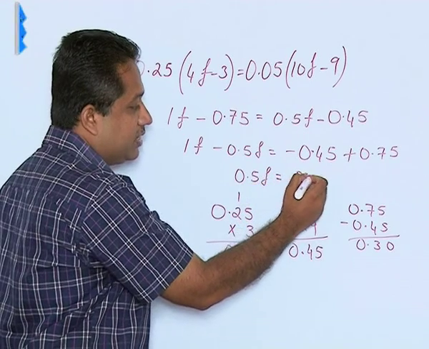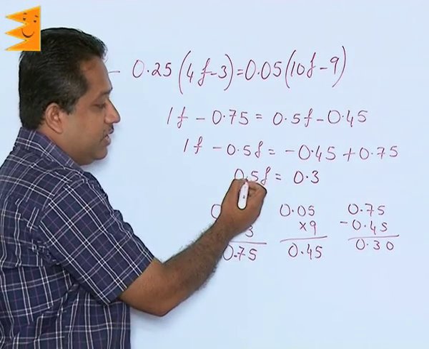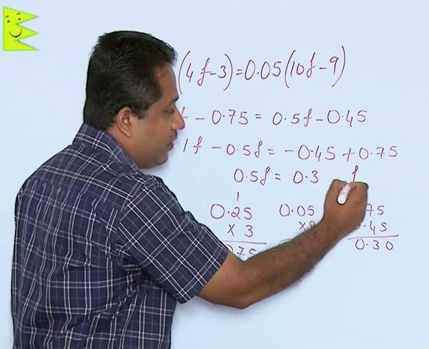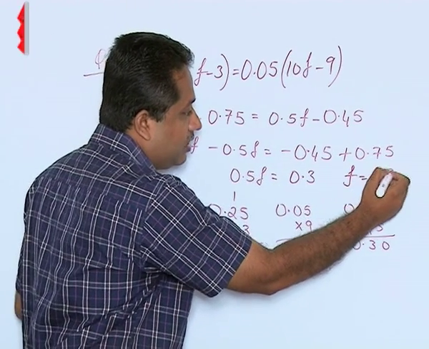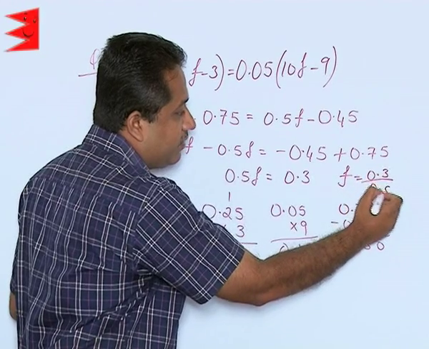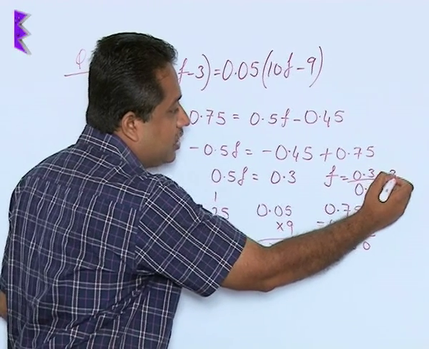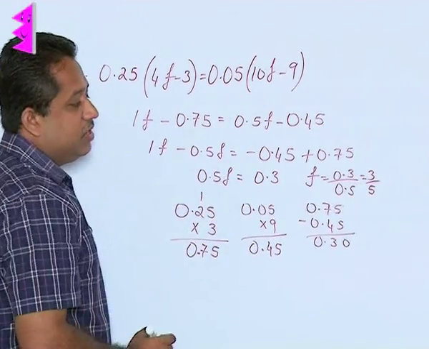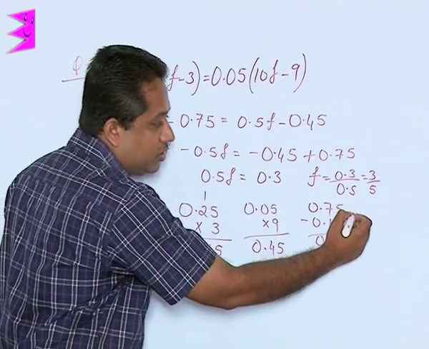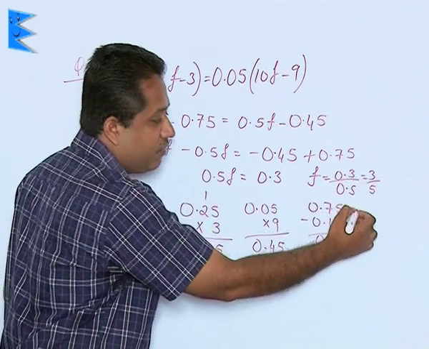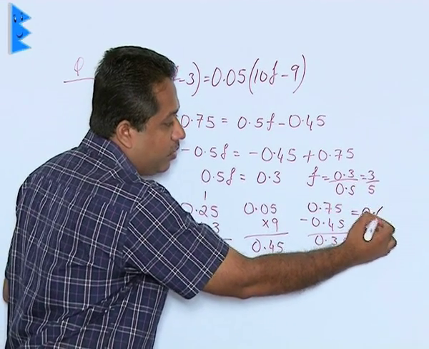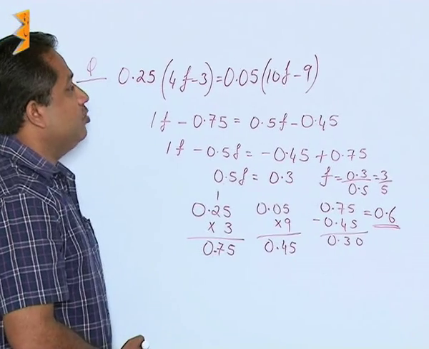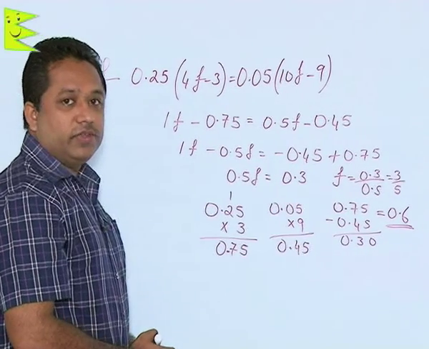So, once we write it as 0.3, on the LHS we get 0.5f and we get 0.3 here. So, finally, we get f is 0.3 upon 0.5. So, the answer is going to be 3 upon 5. However, when the question is in decimals, our answer should also be in decimals. So, for the final answer we get 3 upon 5, that is 0.6. Therefore, 0.6 will be the final solution, or the value of f will be 0.6.